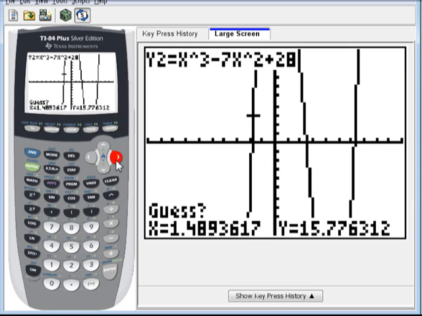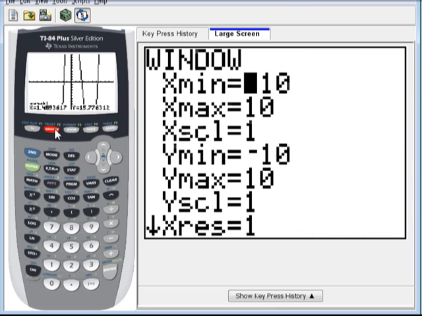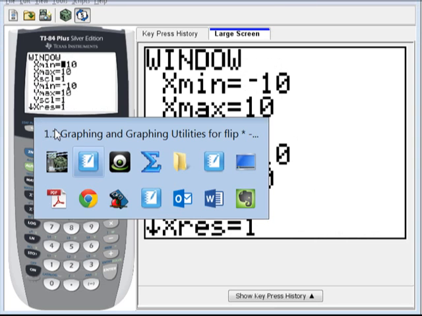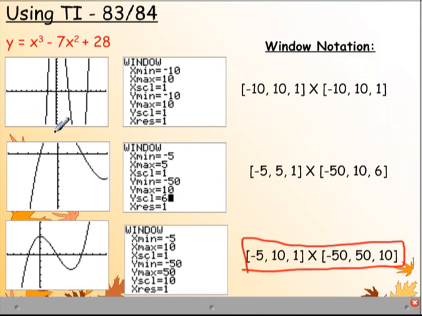Now because I picked a bad window here, in fact, I'm going against what I just said. So let me back up a step here and put in a good window. So negative 5 to 10 by 1s.